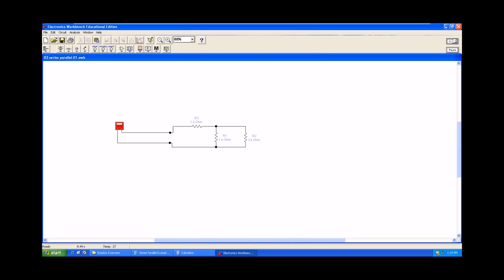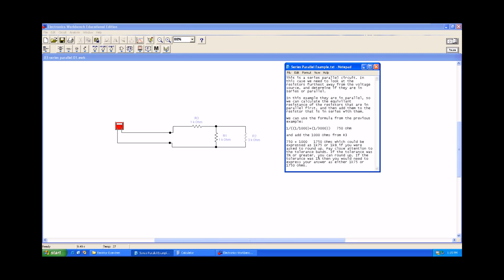This is a series parallel circuit. In this case, we would need to look at the resistors furthest away from the voltage source and determine if they are in series or parallel. In this example, they are in parallel, so we can calculate the equivalent resistance of the resistors that are in parallel first, and then add them to the resistor that is in series with them.